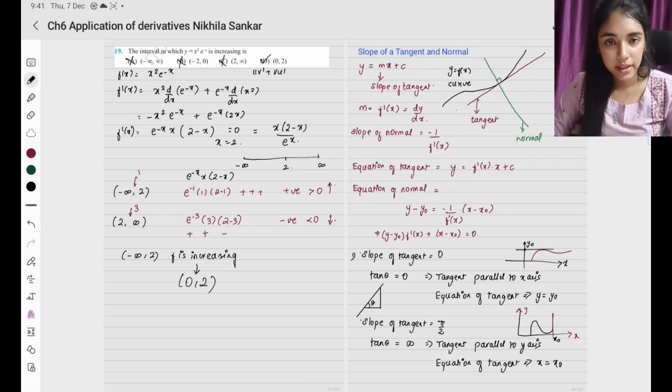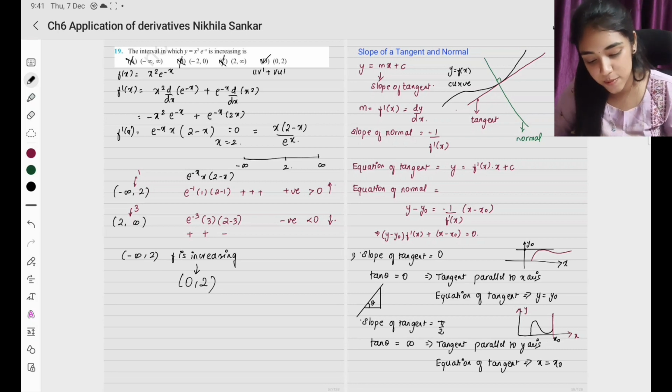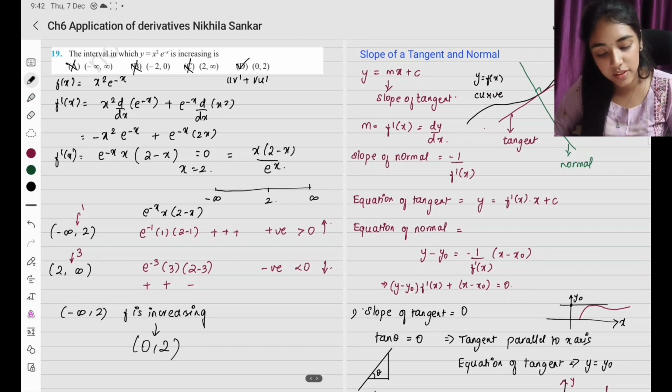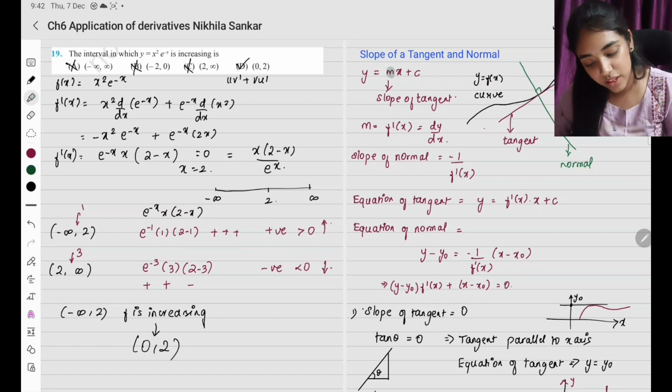Our next topic is going to be slope of a tangent and normal, but this is not in our syllabus from 2023. So I am not going to teach all the sums, but you have to know some basic concepts. So y equals mx plus c is going to be the equation of a line, and this m is going to be the slope of the tangent. I have written down everything. M is called the slope of the tangent, and the slope is given by f dash of x, okay, which is going to be dy by dx.